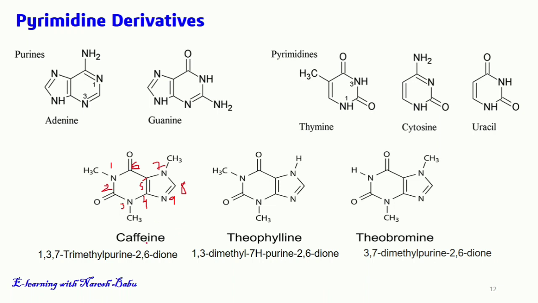So that is caffeine. Theophylline is a bronchodilator, and theobromine is also a bronchodilator, mostly used in asthma conditions. Theophylline is 1,3-dimethyl 7H-purine-2,6-dione and theobromine is 3,7-dimethyl purine-2,6-dione. So the first position varies when compared with caffeine in theobromine, and the seventh position varies in the case of theophylline when compared with caffeine.